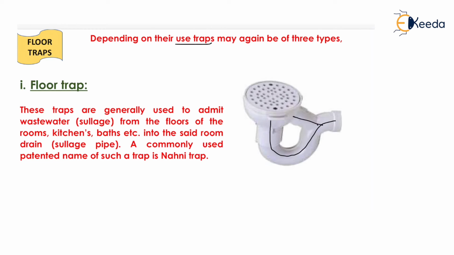Now these traps are generally used to admit water, that is sewage, from the floors of the rooms, kitchen, bath, etc. From the room, kitchen, and bath floors, all the water will come like this, flow like this, and go into the house sewer. Now a commonly used patented name of such a trap is the Nahani trap. If you want to purchase this trap, you need to go to the hardware shop and ask for the Nahani trap. So another name of floor trap is the Nahani trap.